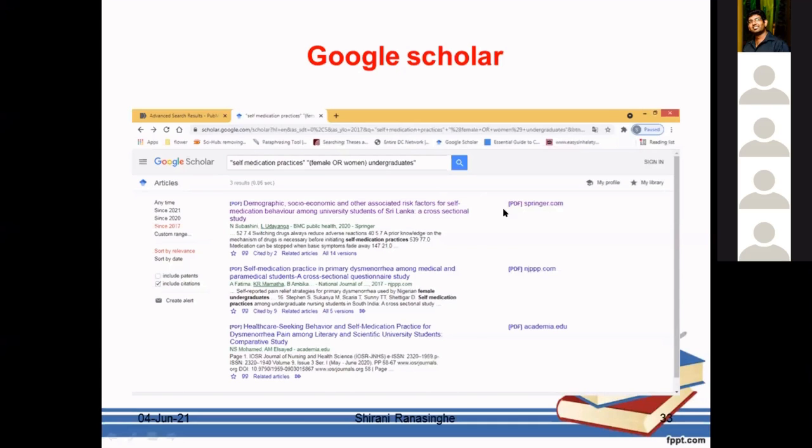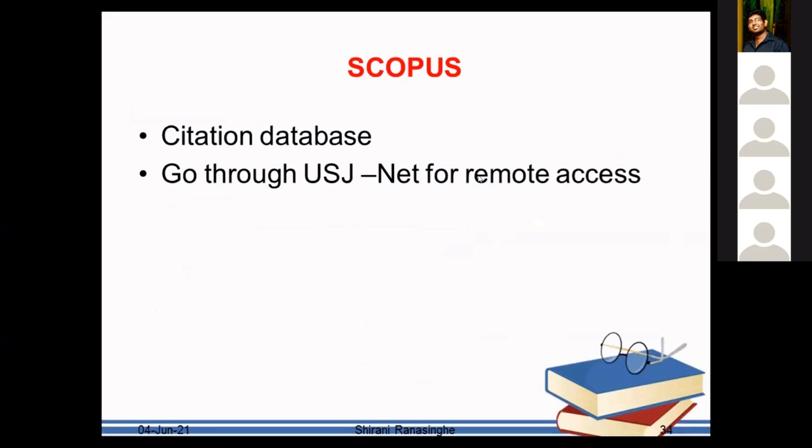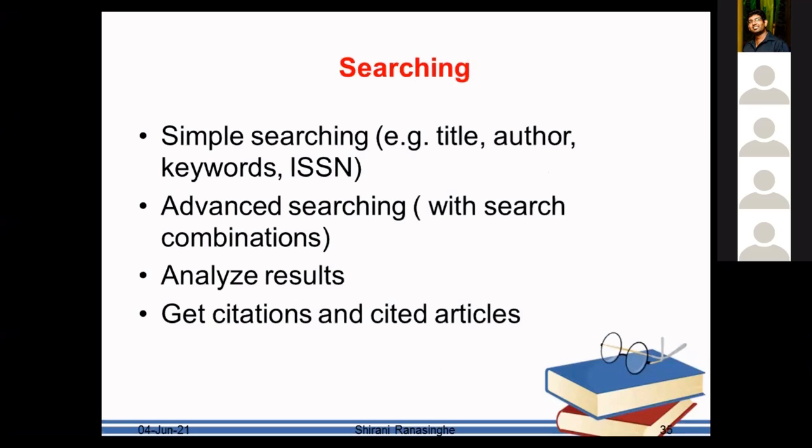Scopus is another thing we have access to. It's a citation database, and the search interface is somewhat different from PubMed. You can get remote access, but you have to go to USJNet. I think all of you have registered in USJNet. So you have to go to USJNet for Scopus access, and you can do simple searching, advanced searching, analyze results, and get citations and cited articles.